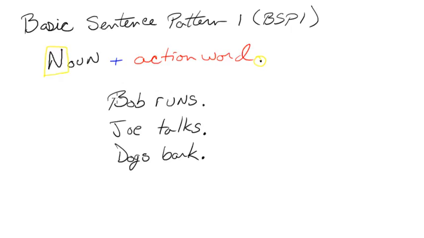Remember, all a noun does is name. It's rather lazy in the sentences. It needs an action word to tell it what to do. So Bob, he's got to run. Joe, he gets to talk. And dogs, they have to bark. Again, no matter how late at night it is.